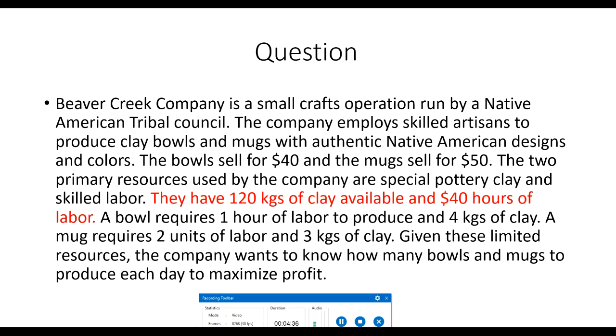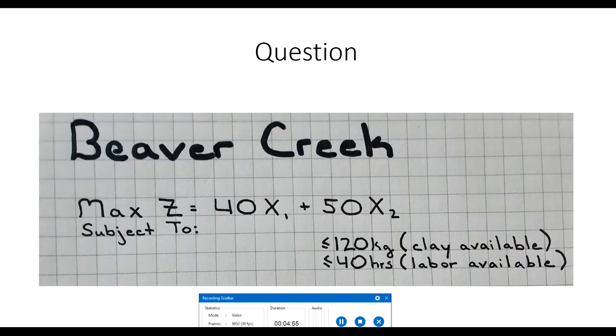They have 120 kilograms of clay available and 40 hours of labor. So these are limitations. We only have this available, which tells us right away that we have two limitations in this situation. We have limited clay and limited labor. So our next equation becomes this. Our objective function is subject to two limitations. The first, we only have 120 kilograms of clay. The second, we only have 40 hours of labor.